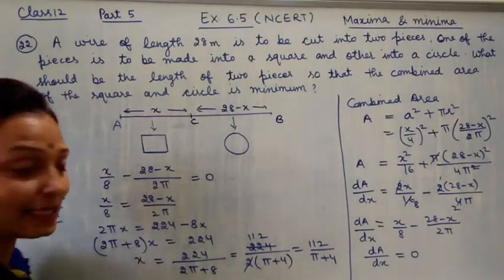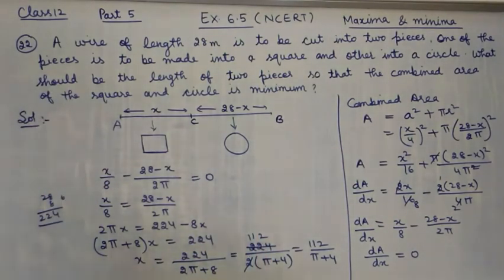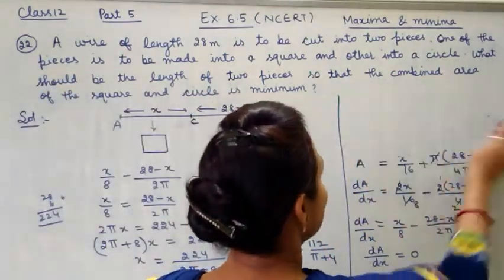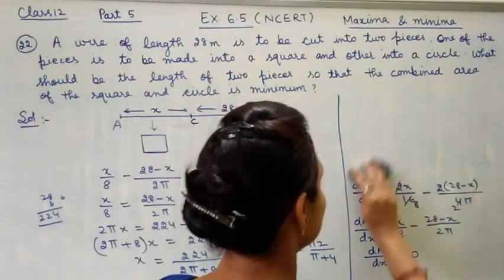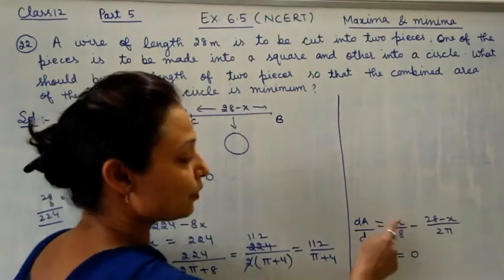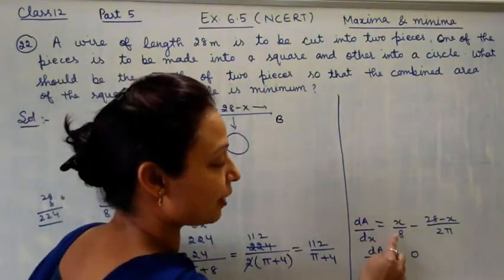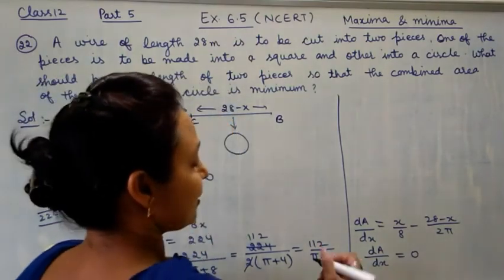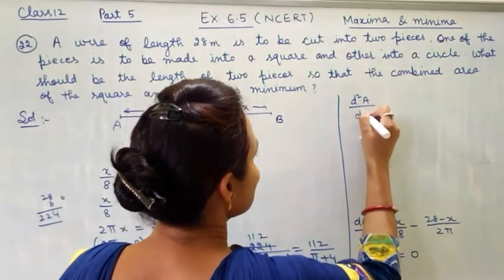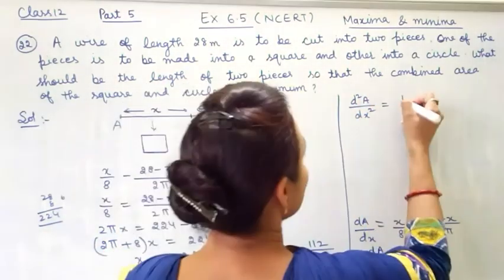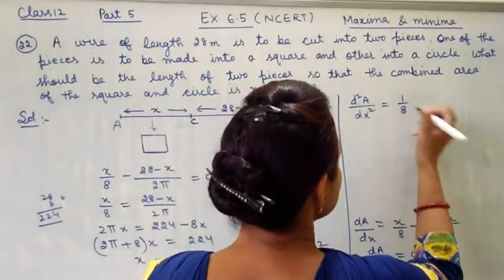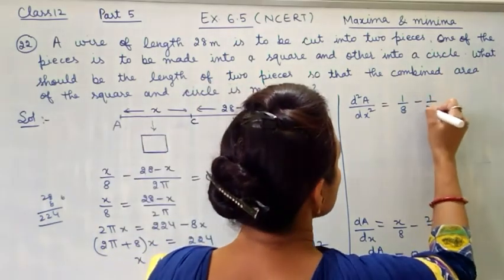Now come to the third step, that is, you have to find the second order derivative. The first order derivative is here. When I differentiate with respect to x, it becomes 1 upon x. So d square A upon dx square is equal to 1 upon 8, and when you solve it, it is 1 upon 8 minus 1 upon 2 pi.